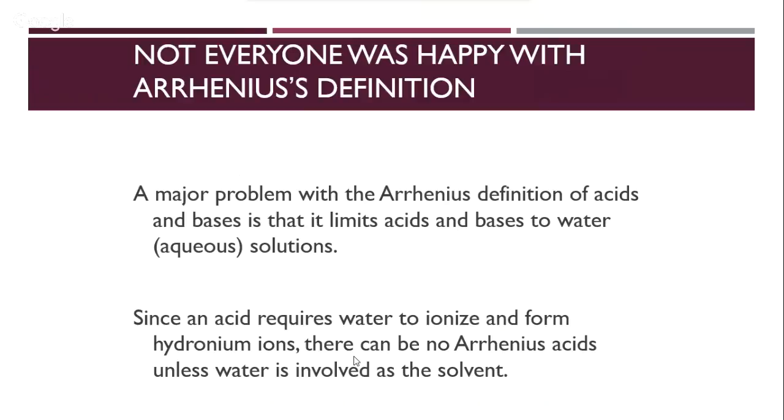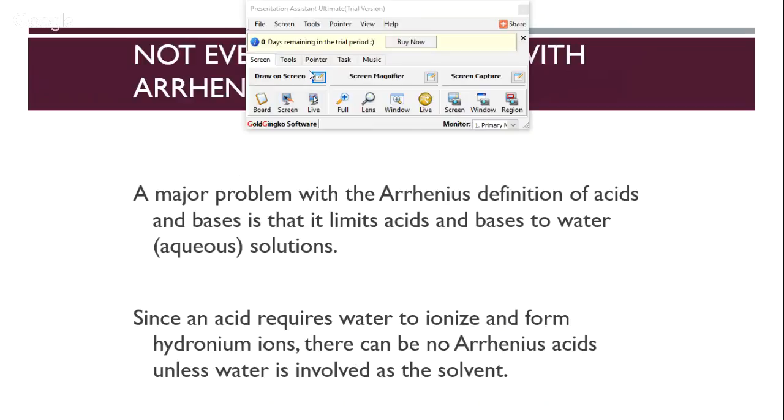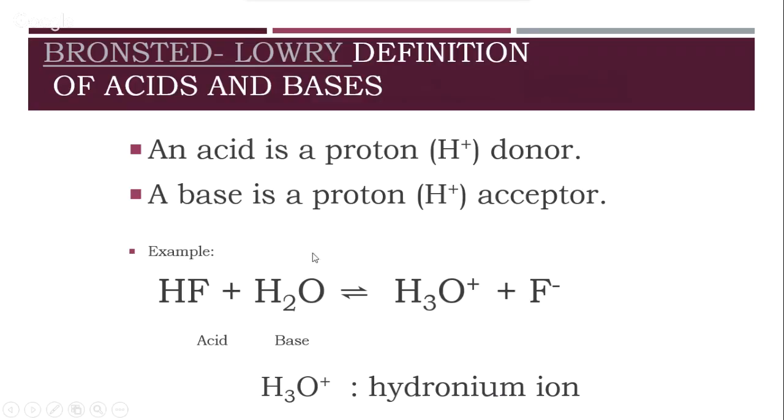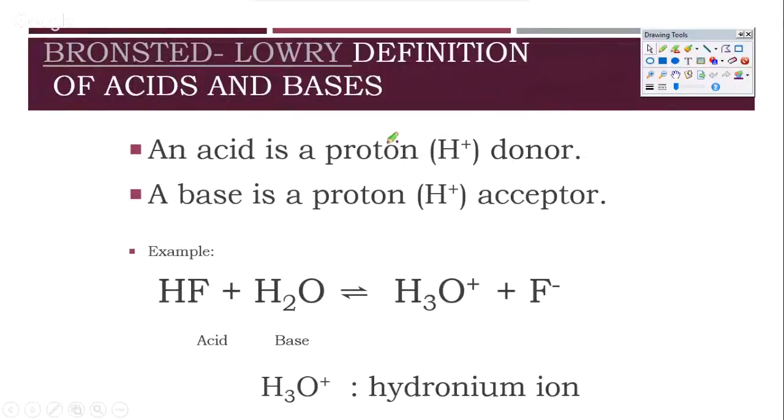Also, since an acid requires water to ionize and form hydronium ions, there can be no Arrhenius acids when water is not involved. So we needed a definition beyond water as a solvent, and therefore new definitions were produced. One of the first people to give a new definition was Bronsted and Lowry, and their definition was very similar to Arrhenius, but with a slight change.